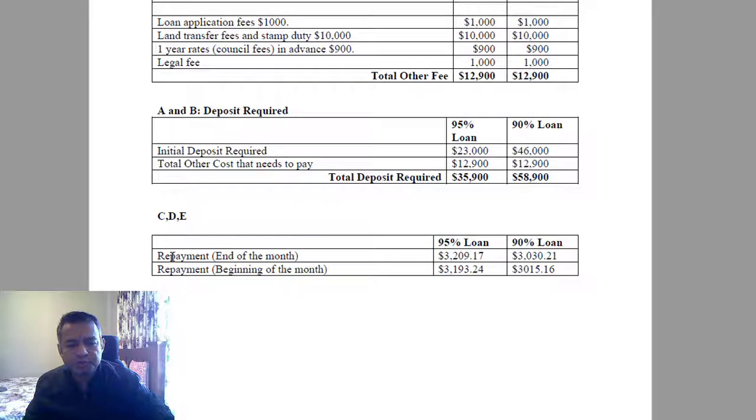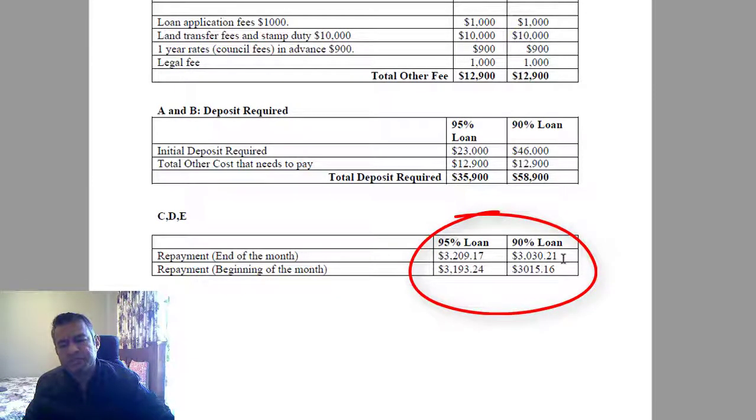Now the solution has been given. The repayment at the end of the month, if it's 95% loan, is $3,209.17, and at 90% loan is $3,030.21. If it's the beginning of the month, it will be 3193.24, and at 90%, 3015.16.